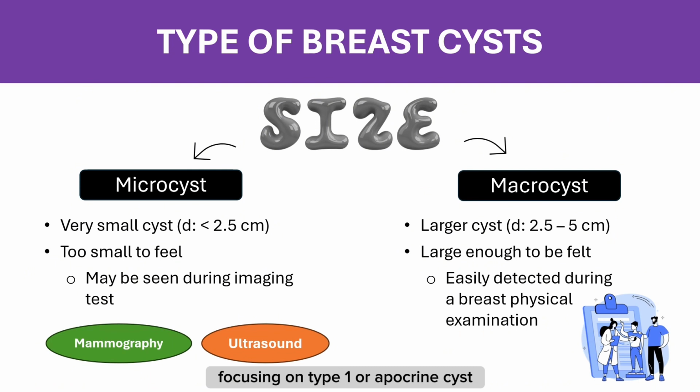Focusing on type 1 or apocrine cysts, breast cysts are also classified based on size, which are microcysts that are very small, less than 2.5 cm, and detected incidentally during imaging tests, while macrocysts are larger, 2.5 to 5 cm, and easily felt during a physical examination.